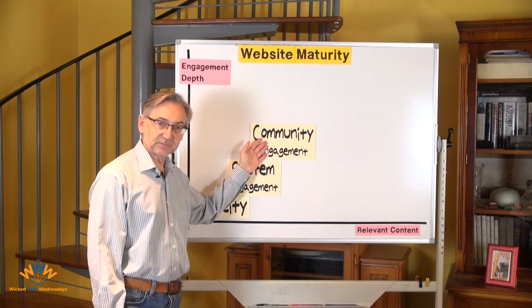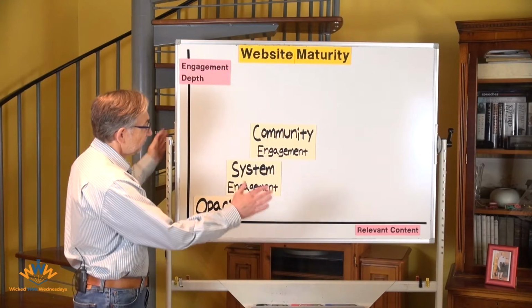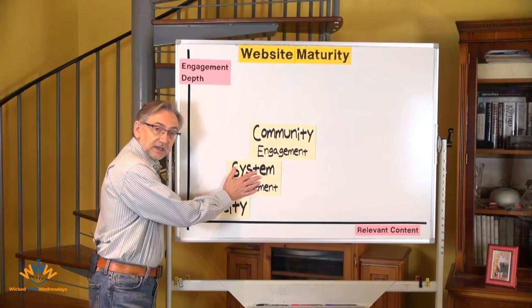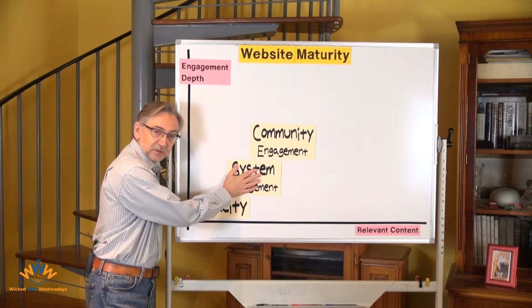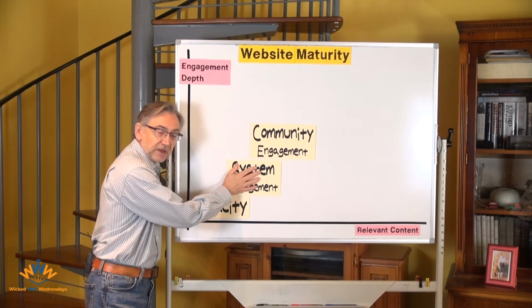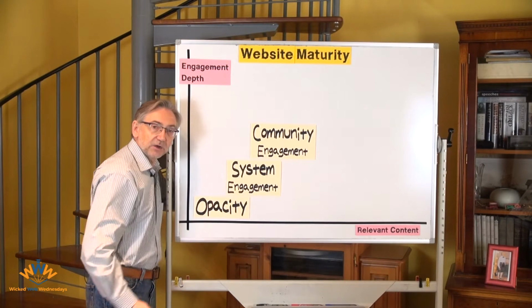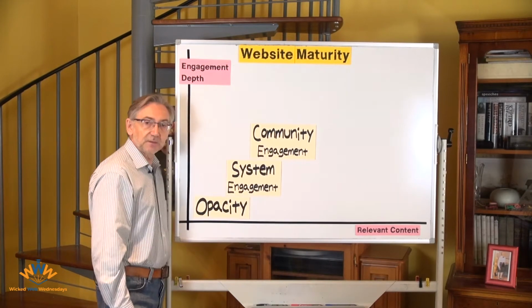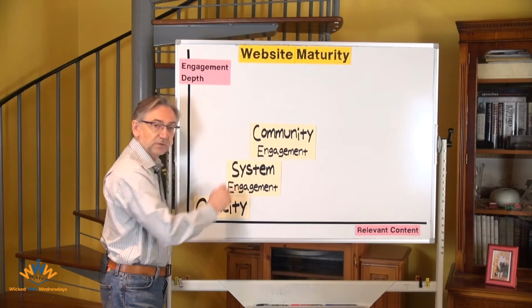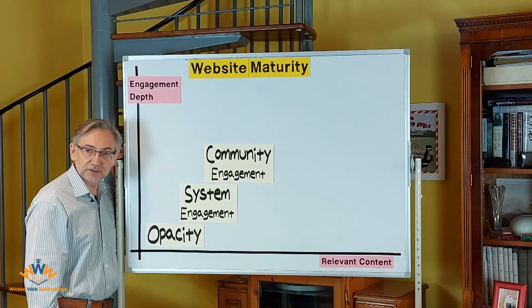Website maturity, stage number 3, community engagement. What's that all about? Well, you've got a reasonably active website now. You're getting people signing up at systems engagement level. You're getting people signing up for the tools that you have available to them. You're developing an online community and maybe indeed an offline community too. And you're becoming known as somebody that is helpful to that community.